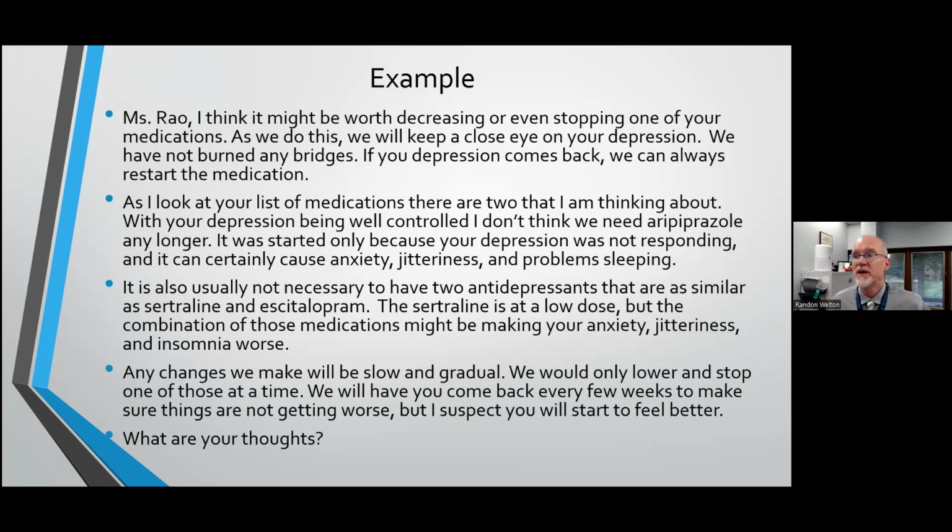And then, as several of you had mentioned, it's also usually not necessary to have two antidepressants that are as similar as sertraline and escitalopram. The sertraline is at a very low dose, but maybe that combination is causing GI problems or anxiety or jitteriness. We could consider decreasing or stopping either one of those. We'd only want to do one, and we do it very gradually, and we would monitor your mood, your anxiety, your energy, and your sleep. I think it might help you feel better. What are your thoughts? And that's part of the discussion.